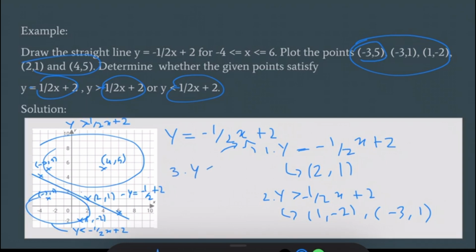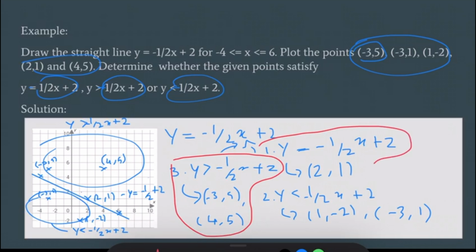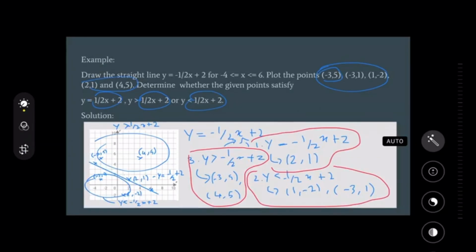And another one, y is less than negative 1 per 2 x plus 2. The coordinate that satisfies this one is, this one is less, this one is more than. Okay, so the answer is negative 3, 5 and 4, 5. So this could be the answer for it. Okay guys, move on to the next slide.